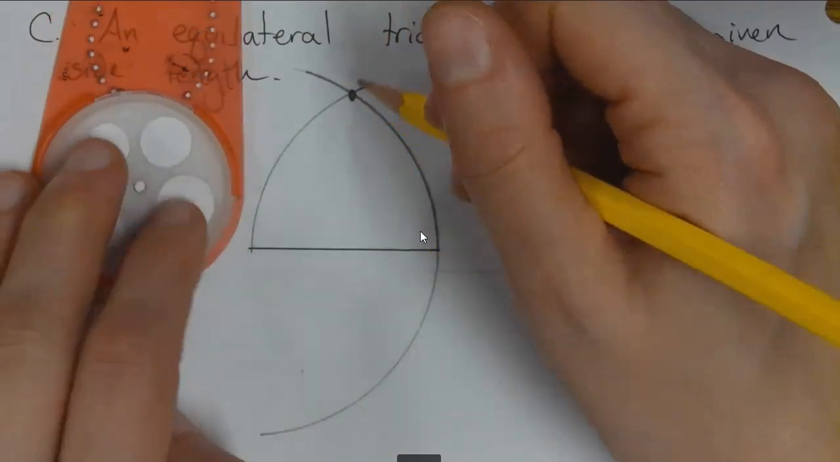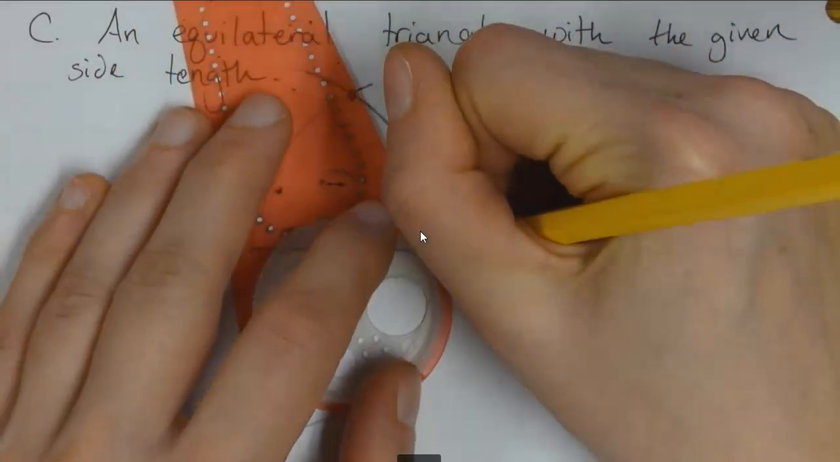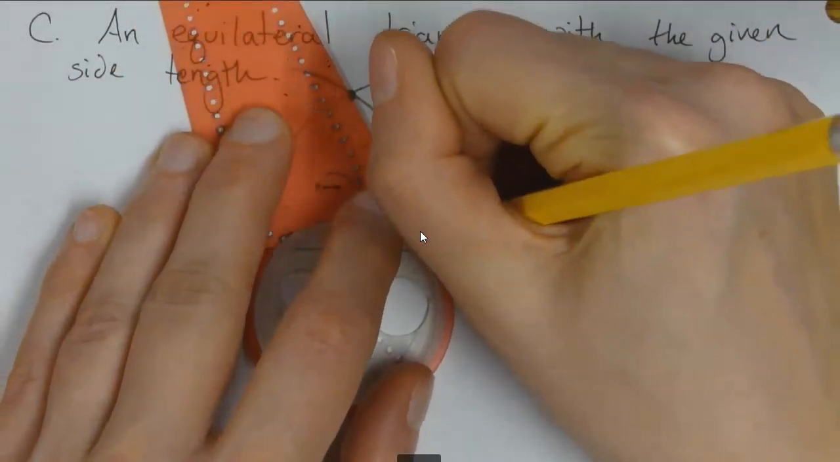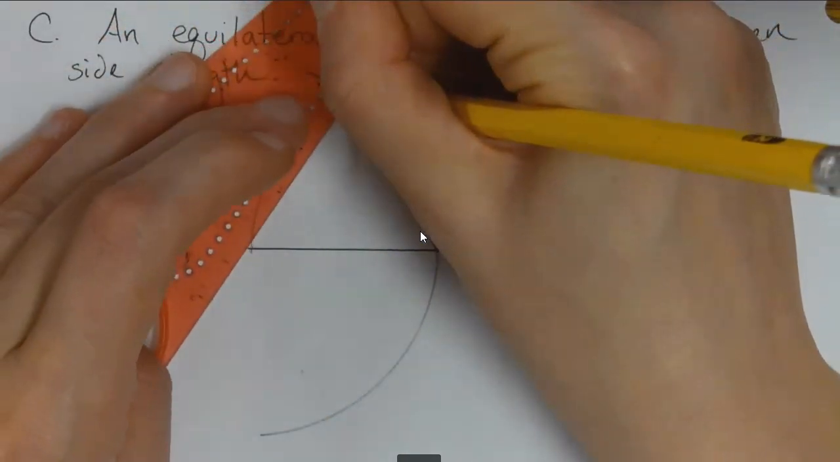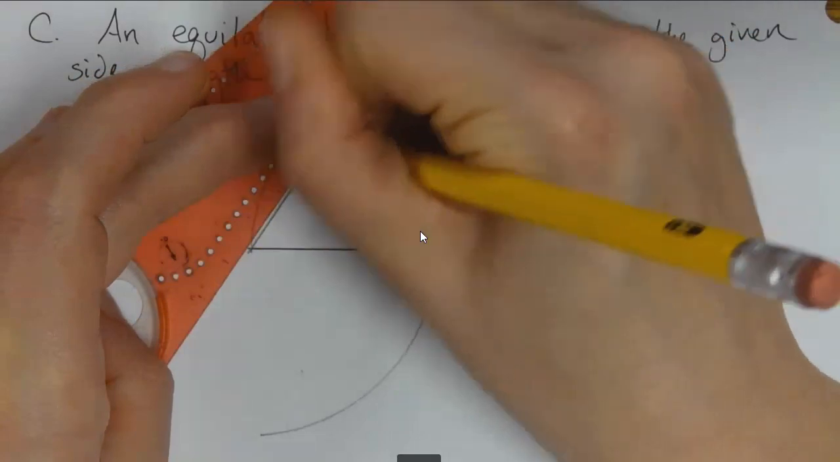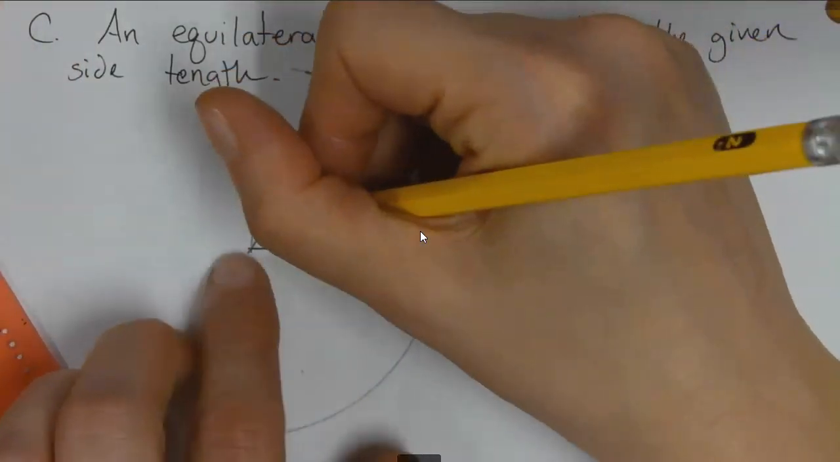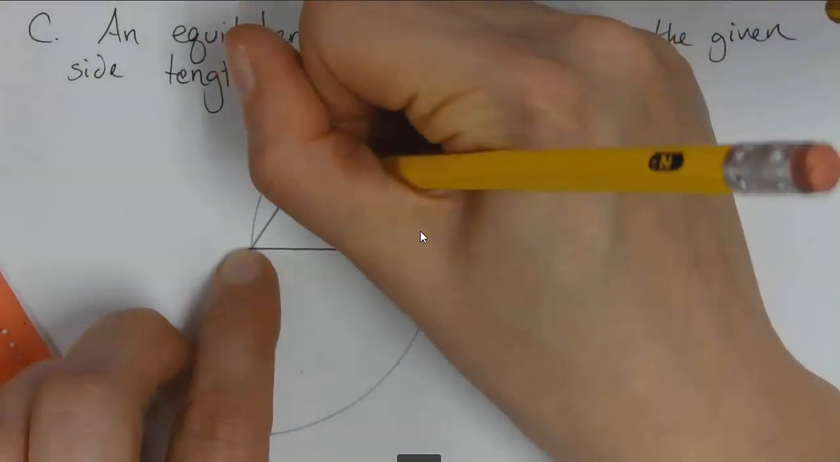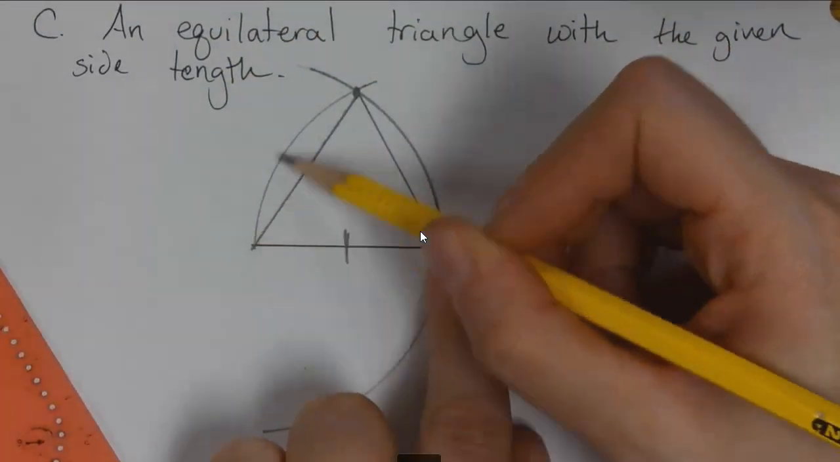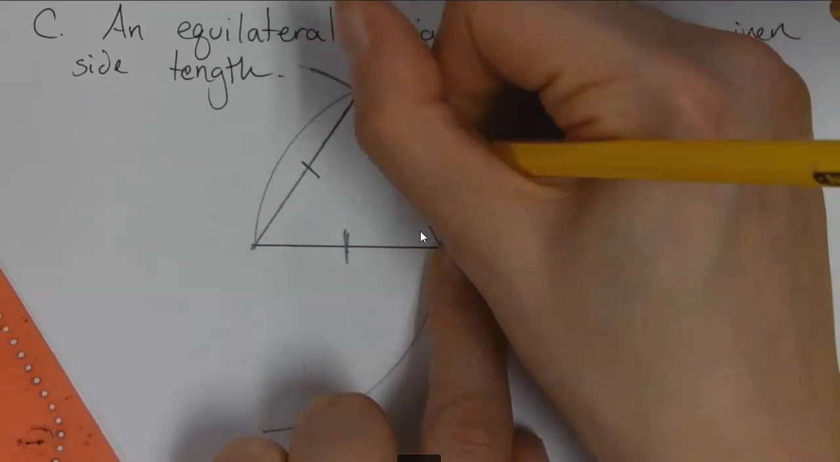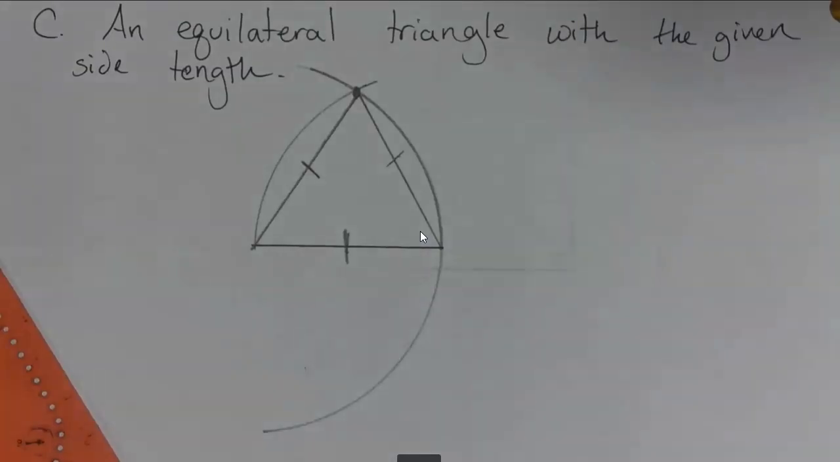Where these 2 meet then is the point that those 2 have in common, meaning because this is the radius of this circle, it's equal to this line, and because this shares a radius with this line, it's also equal. That creates an equilateral triangle.